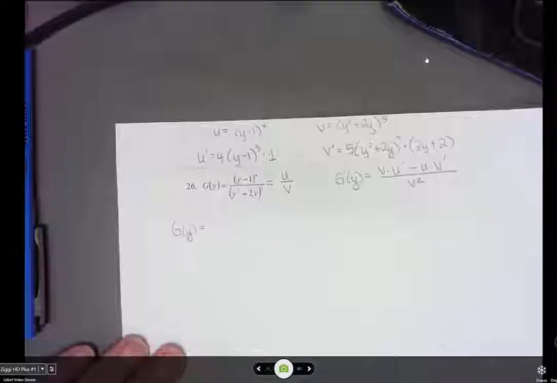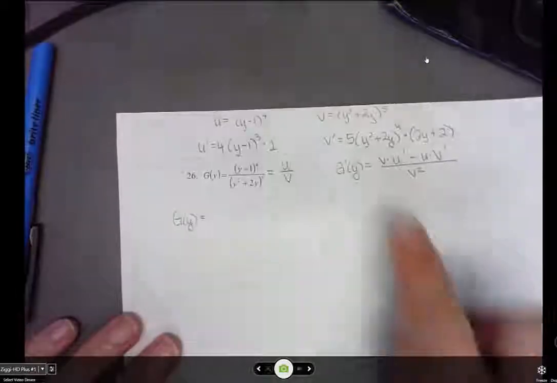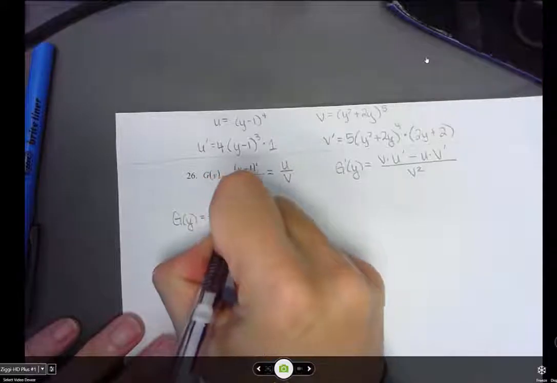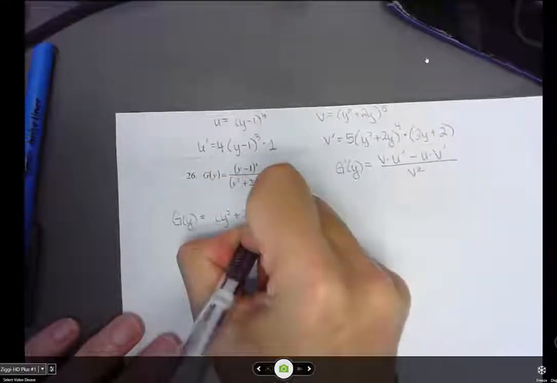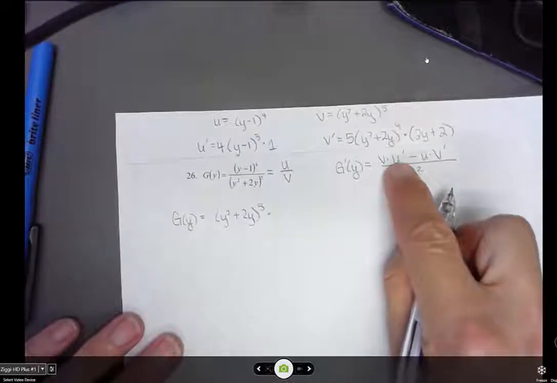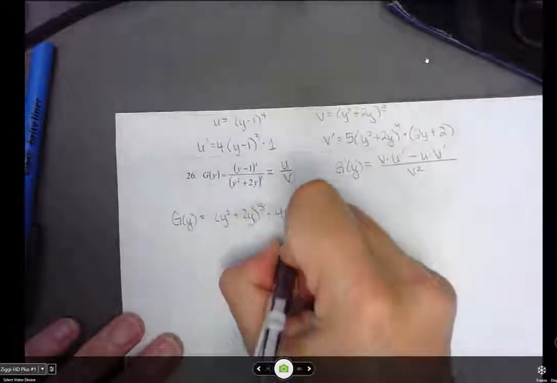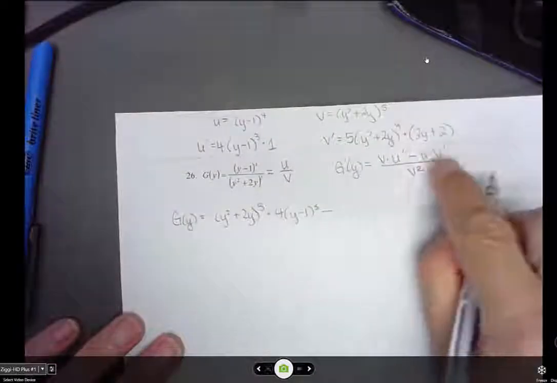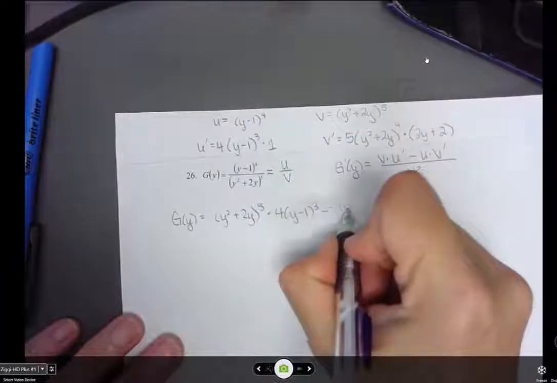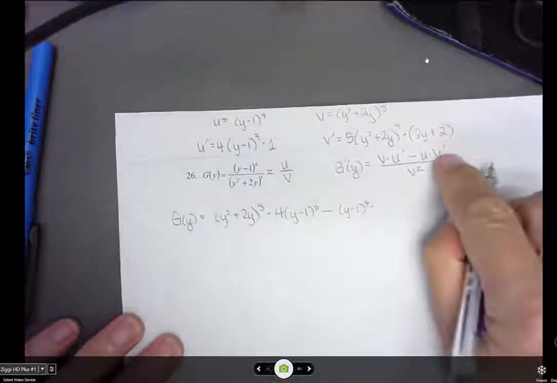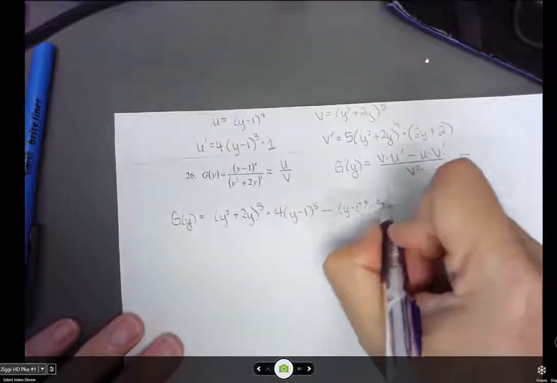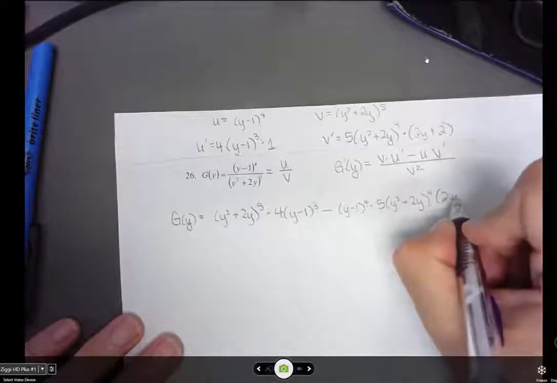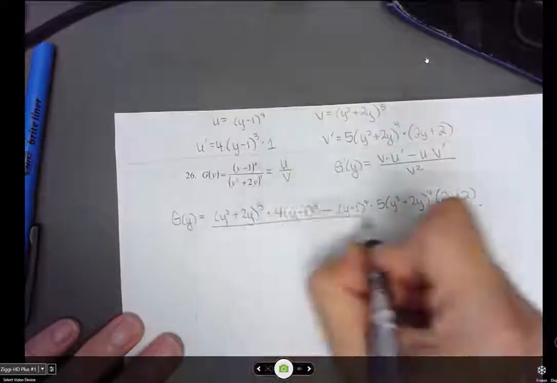Okay, let's plug all of that stuff into the quotient rule. So v is (y squared plus 2y) to the 5th times u prime, which is 4 times (y minus 1) cubed. You don't have to write times 1. Minus u, which is (y minus 1) to the 4th, times v prime, which is this, all over denominator squared.